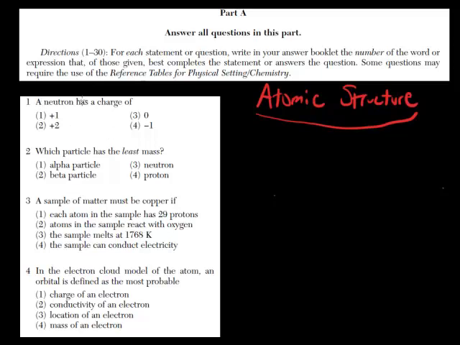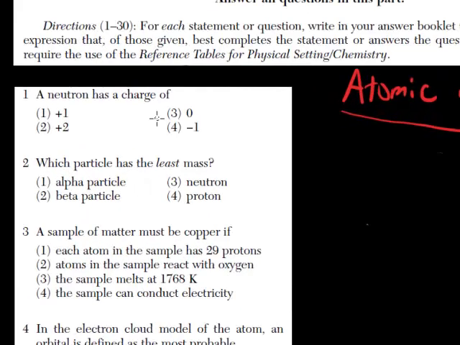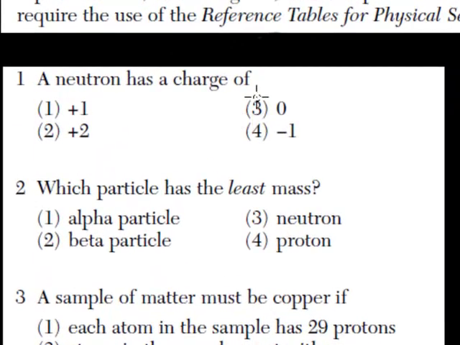A neutron has a charge of. Well, that's a super simple question. If you have some background here, you know instantly that that is going to be the charge of 0. But let's look at the details of where this comes from.